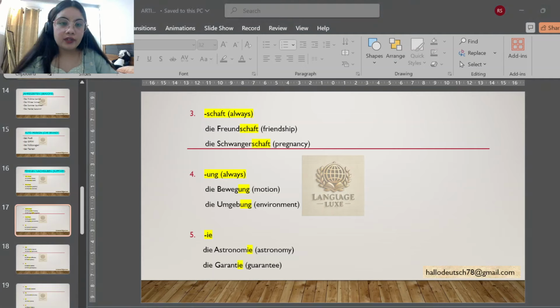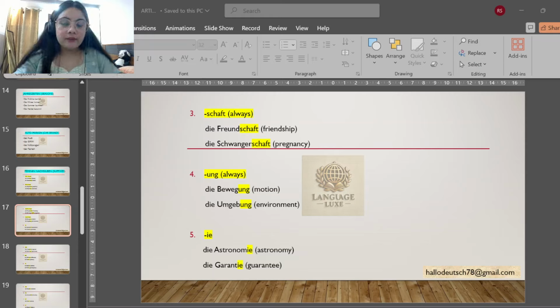Then comes schaft. It is always feminine, if schaft is coming as a suffix. Die Freundschaft. Freundschaft means friendship. Die Schwangerschaft, pregnancy. So schaft is coming, which is why they are feminine. Whenever you learn any noun, always try to learn them with articles. Yes, you can use these tricks, but still try to memorize them with the article, and then you can use these tricks as well.